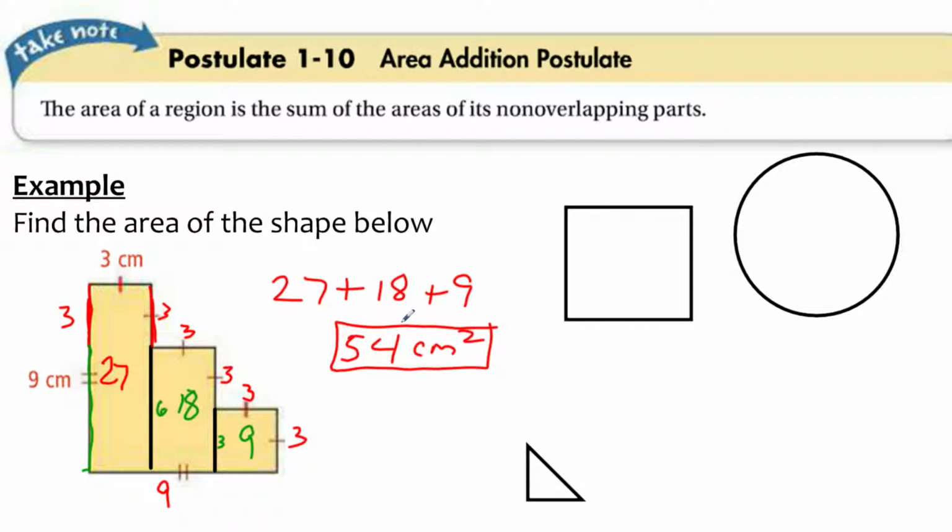So you're going to come across shapes and you're like, I don't know how to find the area of that. There's no formula for it. It was not given to me. Break it up into shapes that you understand, right? And you'll be able to use that.